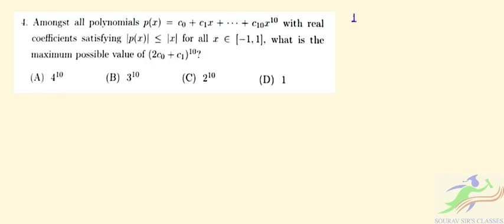So this question is from ISI paper of 2022, B.Stat BMATH. The paper code is UGA.